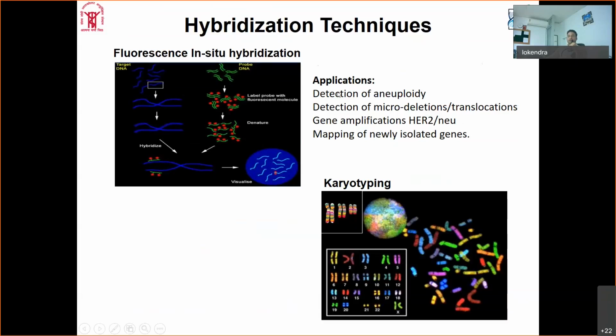So this fluorescence in situ hybridization is primarily to detect changes in the chromosome numbers or chromosomal ploidy, aneuploidy, euploidy, and detection of various microdeletions and translocations. If there is any aberrant expression of certain genes, that can also be visualized, as well as mapping of newly isolated genes and identification of various genetic disorders. So this is one of the methods of identification of those particular changes, and this is one of the examples of karyotyping, which is used in general to see the chromosomal pattern.